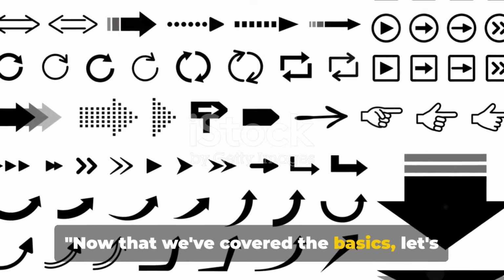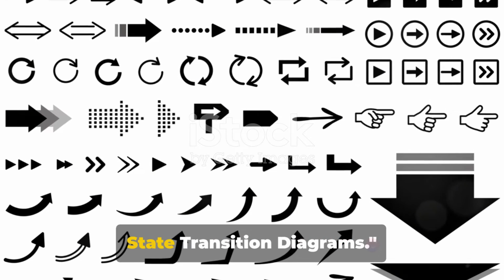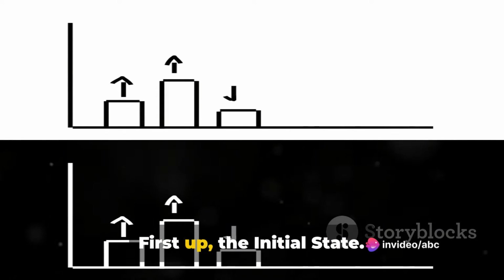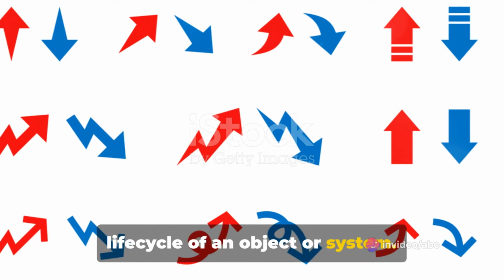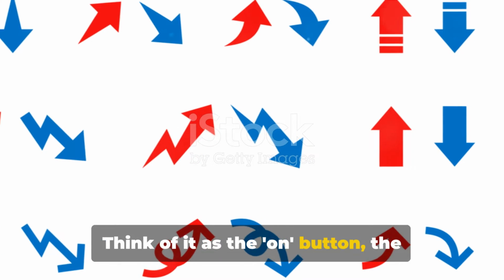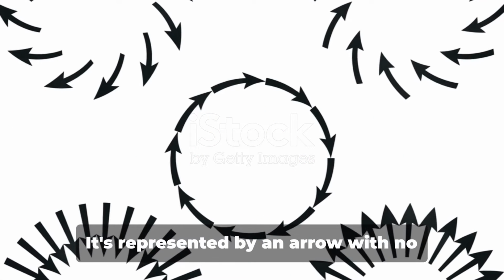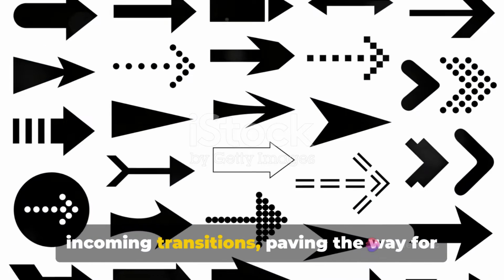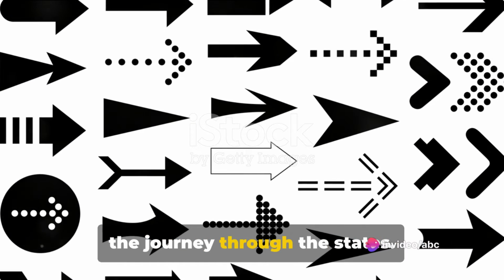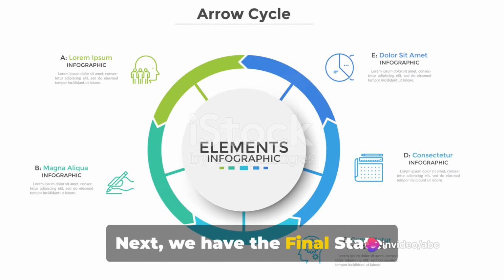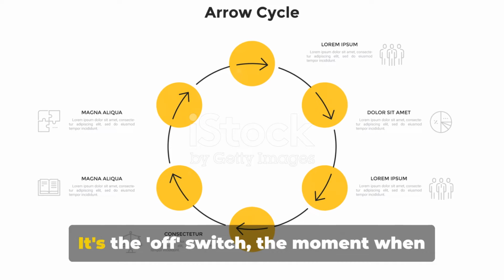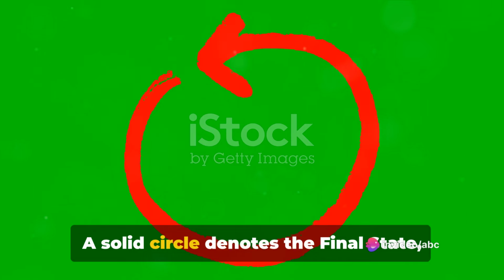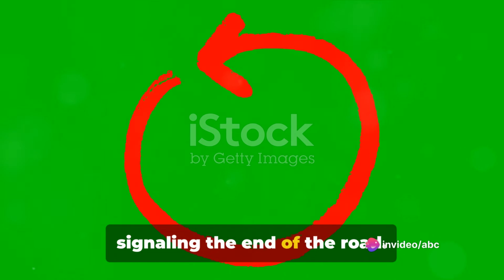Now that we've covered the basics, let's look at some more advanced concepts in state transition diagrams. First up, the initial state. This is the starting point in the life cycle of an object or system. Think of it as the on button, the moment when the system springs to life. It's represented by an arrow with no incoming transitions, paving the way for the journey through the states. Next, we have the final state. This is the end point of an object or system's life cycle. It's the off switch, the moment when the system's operation terminates. A solid circle denotes the final state, signaling the end of the road.